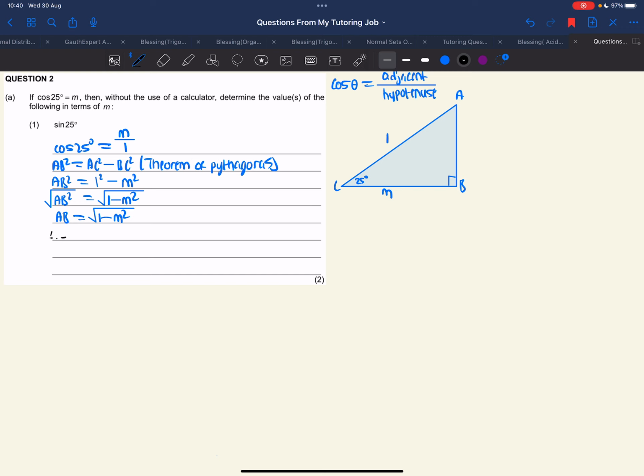Now, therefore, to find sine of 25 degrees, remember, sine theta is always going to be opposite over hypotenuse, right? Now the opposite side we have as the square root of 1 minus m squared, and remember the hypotenuse is just 1. So that means sine of 25 degrees is just the square root of 1 minus m squared, right?